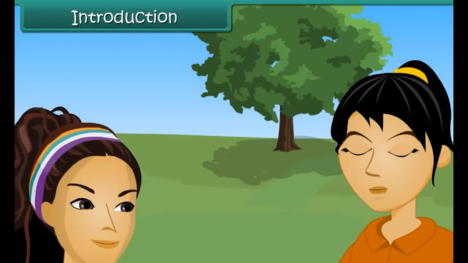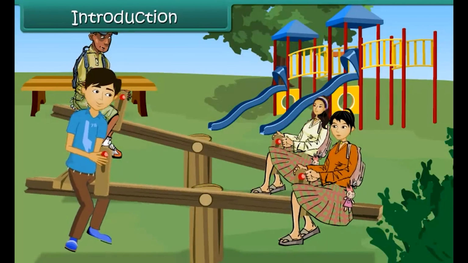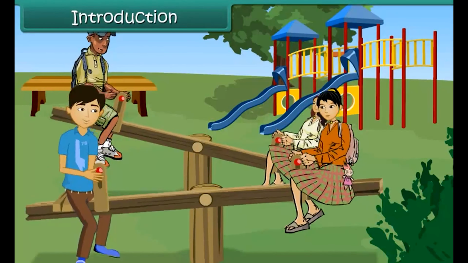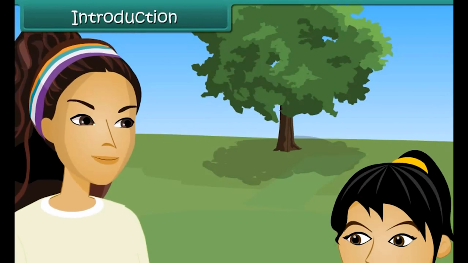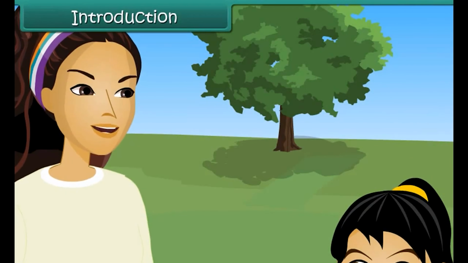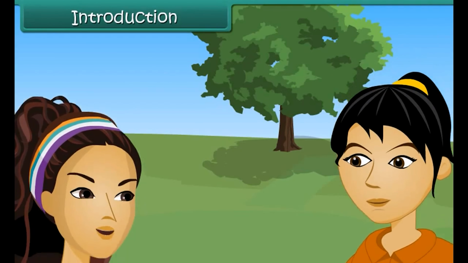Seesaws are such fun, Megha. What do you think? You are right, Vidhi. Going up and down a seesaw is such a great feeling. But it would be so much more fun if we could go up and down together. We will, but after 3 more cycles, as our speeds are not synchronized.